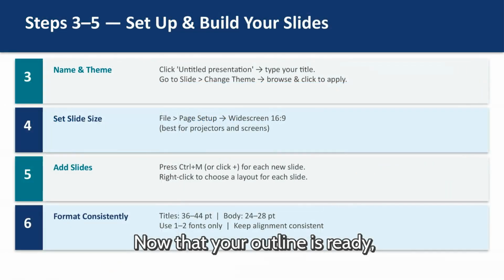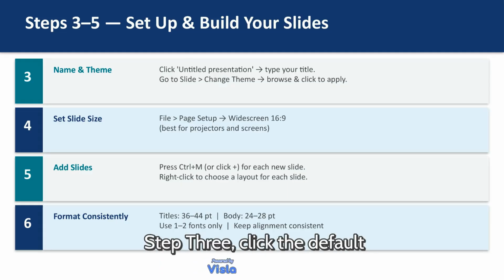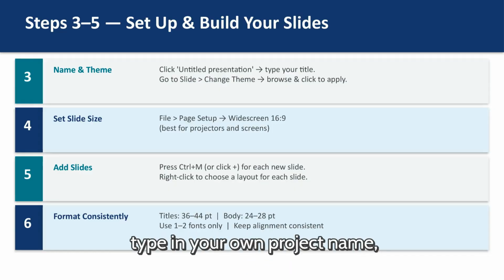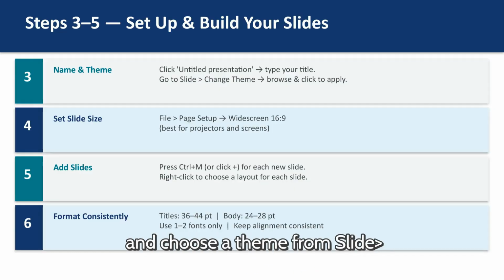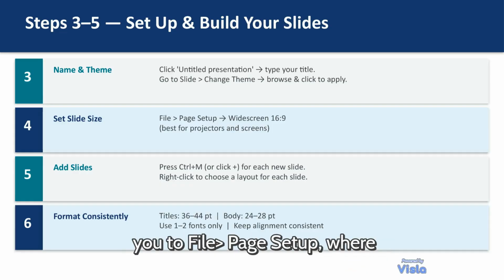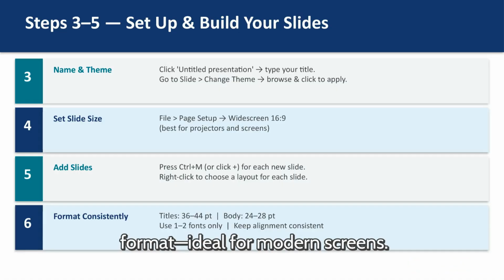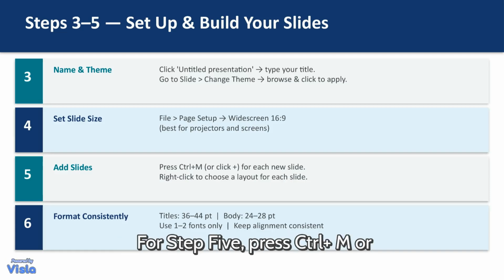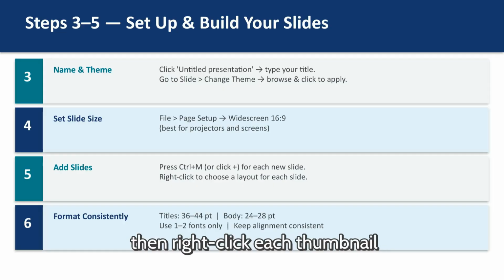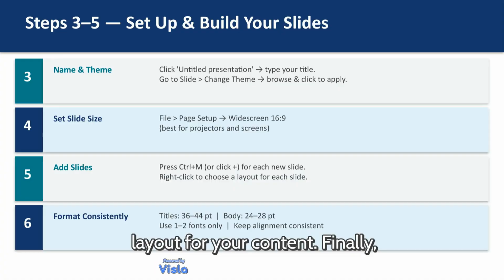Now that your outline is ready, steps 3 to 6 guide you through building your slides. In step 3, click the default title, Untitled Presentation. Type in your own project name and choose a theme from Slide, Change Theme to set a consistent look and feel. Step 4 takes you to File, Page Setup, where you switch to a widescreen 16:9 format, ideal for modern screens. For step 5, press Ctrl-M or click the icon to add new slides. Then, right-click each thumbnail to select the most suitable layout for your content.